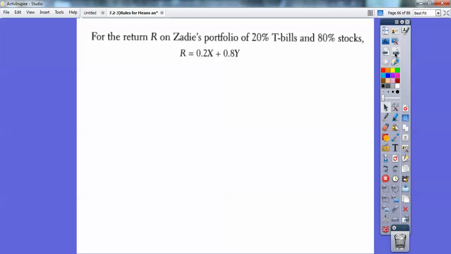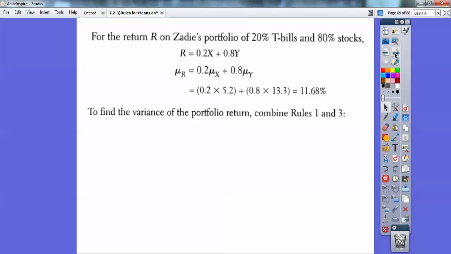So for the return rate on Zadie's portfolio of 20% and 80%, there's a return rate right there. The average of the return rate is just going to be 0.2, because it's 20%, times the average of the X's, which was given, and 0.8 times the average of the Y's, which was given. We plug those in and add them all up. So her average return rate is 11.68%.